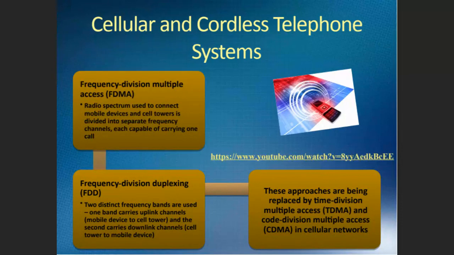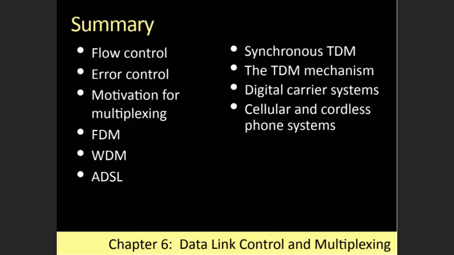Last slide is the summary. We talked about flow control, error control, why we need multiplexing, digital carrier system, cellular and cordless. By the way, as I told you before, now we just say cordless or wireless. Later on in this semester, maybe in October or November, we'll come back again and talk about 1G, 2G, 3G, 4G. The course is designed like this: first they give you general information, then again we come and dig deep into it, okay?